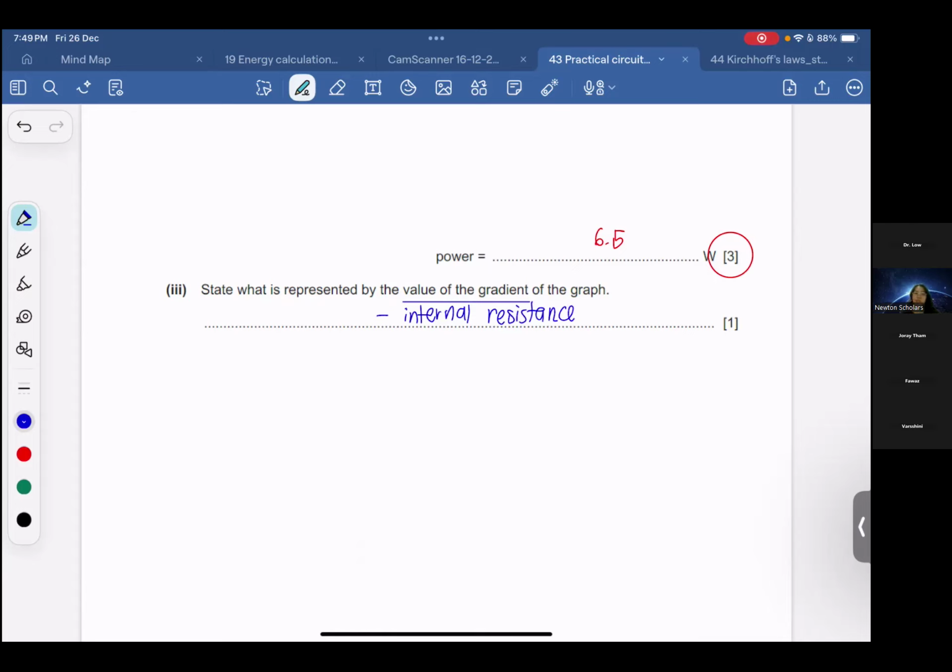If you only write internal resistance, also correct. Negative or not negative, this one in the answer scheme they accept. Okay, gradient is negative internal resistance. Cannot accept answer with resistance only, because we got 2 components here. Okay, until here, any question? If no question, we go to question number 4.